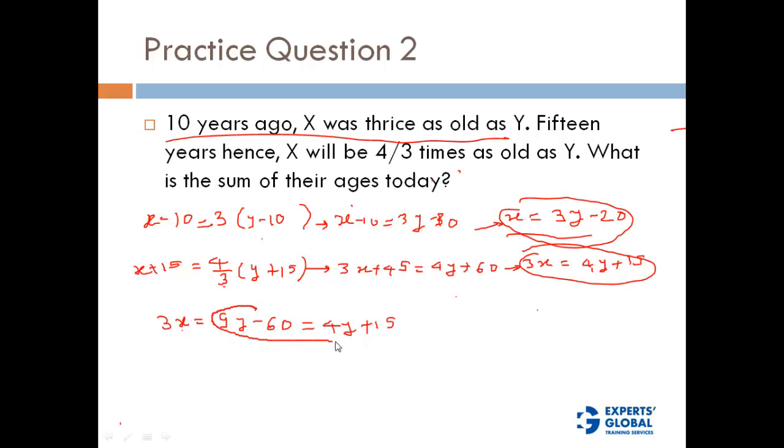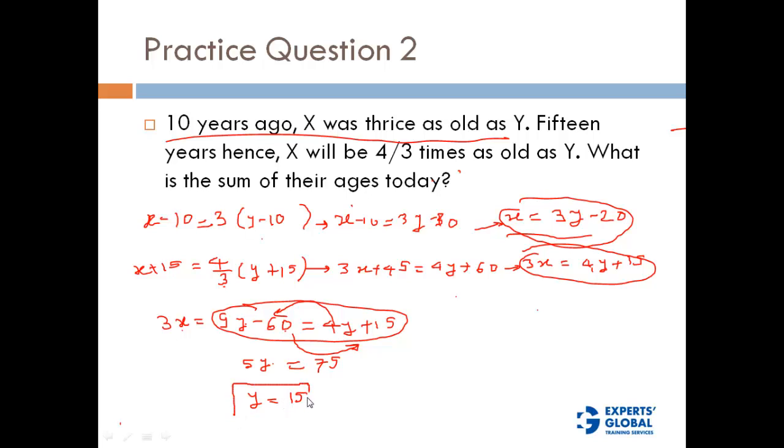Now we'll only concentrate on this part of the equation, right? So what do we get? 9y minus 60 is equal to 4y plus 15. Let's get this 4y from the right hand side to the left hand side. This becomes 9y minus 4y, which is 5y, and the 60 moves from here to here. Sorry, it becomes plus 60. So we get 60 plus 15 is 75, right? So that means y is equal to 75 by 5, which is 15.